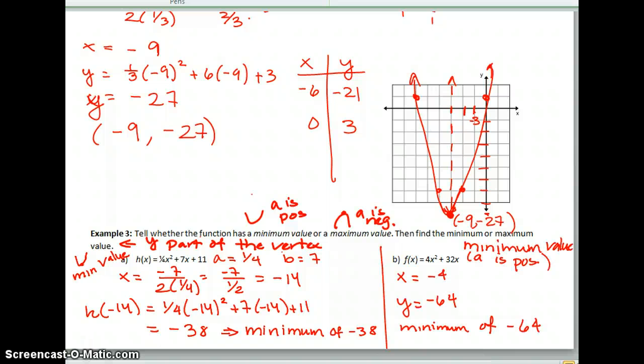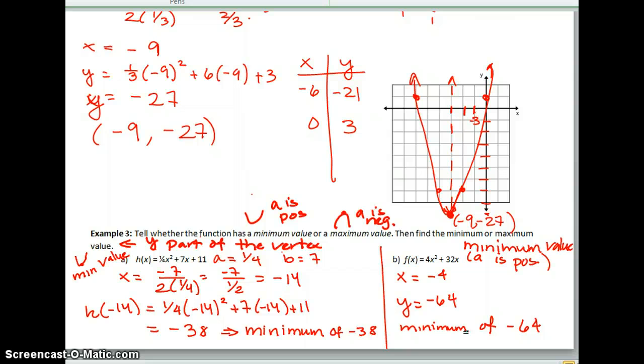Thanks. Okay, so truth be told, this is the problem that I'm going to be checking when I see if I'm going to be giving you a stamp or not. You should have gotten a minimum value, and your x part was -4, and when you plugged it in, you would have gotten -64. So this has a minimum value of -64.